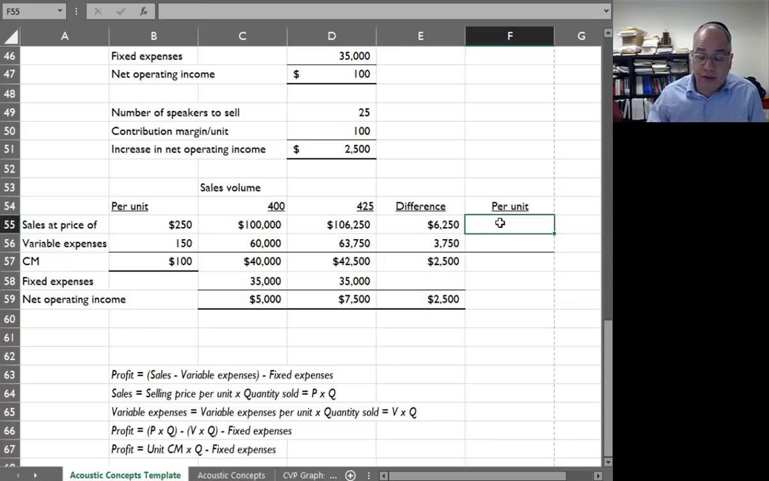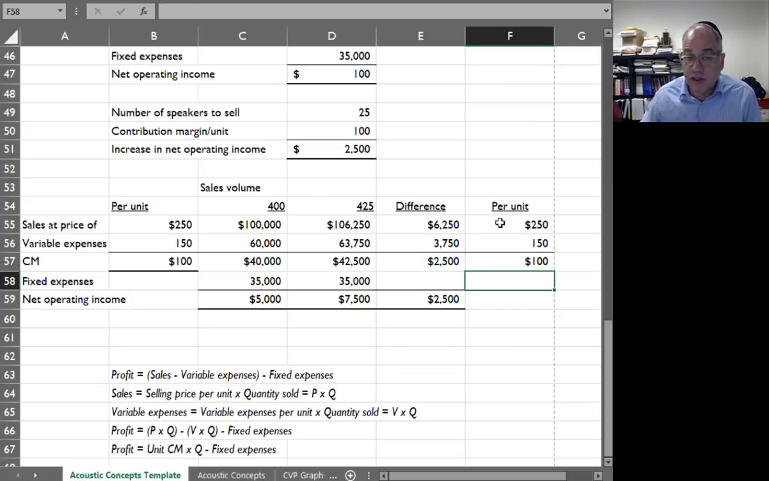Now, what is this per unit? It's always going to be consistent. $6,250 divided by the additional 25 units is $250 per unit. $3,750 divided by the 25 additional units is $150, and $2,500 divided by the 25 additional units is $100, because that is the per unit increase.